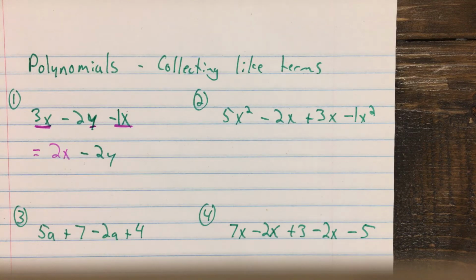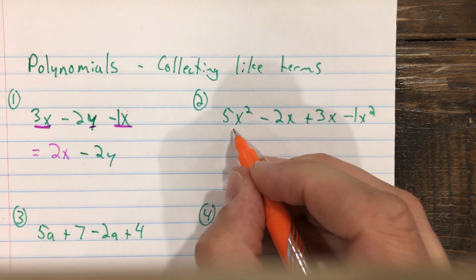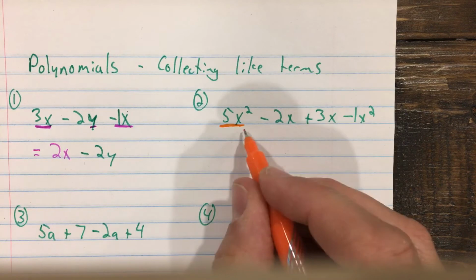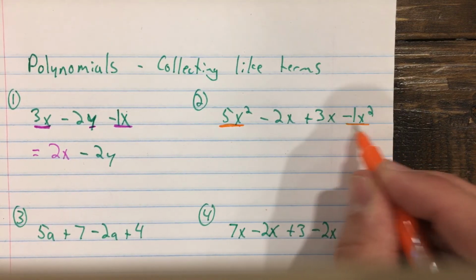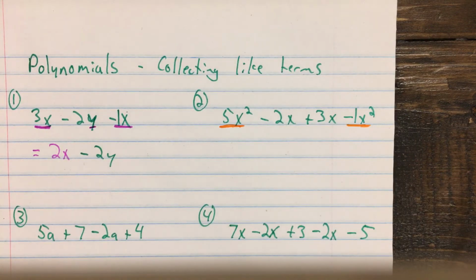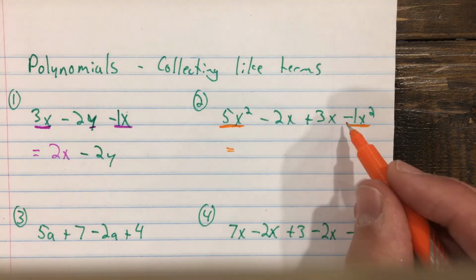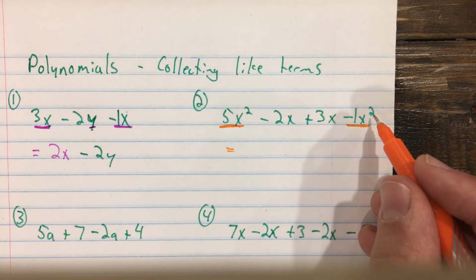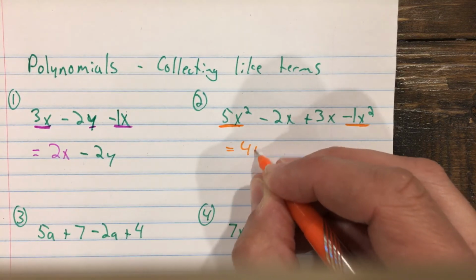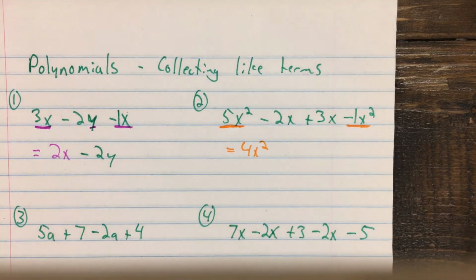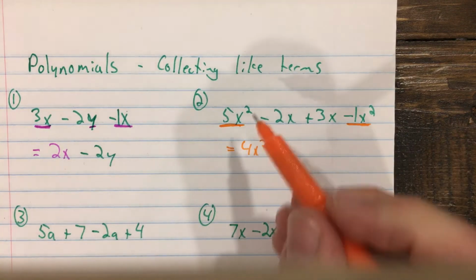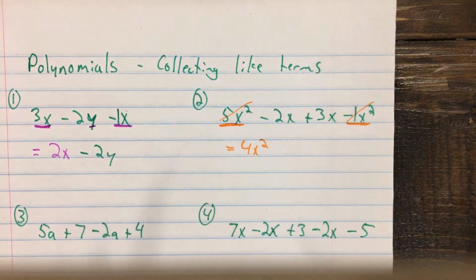Okay, so when you're collecting like terms, you have to make sure you have all the same terms. There's an x squared, and look way down here, there's another x squared. So you're just going to total your x squareds first. 5x squared minus 1x squared will leave 4x squared. Okay, so those two are now done. We've used them up. So you can cross those out if you want.